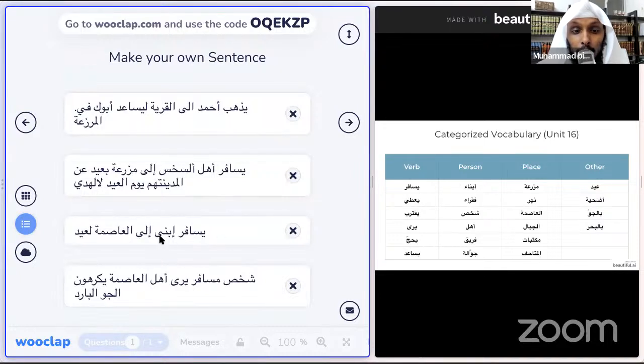ابني, okay, with the ya, and للعيد. Now this should be للعيد. It should have alif lam. Because you're saying my son is going to travel to the Asima, the capital, on a Eid. Which Eid? Or for a Eid. Which Eid? Okay, this is very, very vague. Okay? So you have to say Lil Eid.